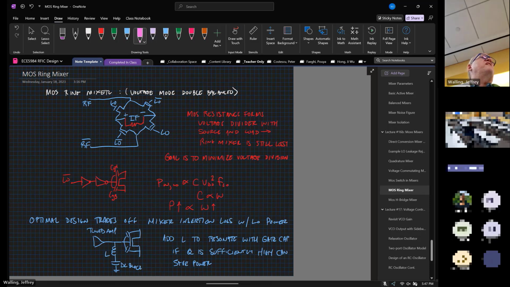And of course, as a last resort, if we really want to reduce the feedthrough, we can try to do things like resonate the gate capacitance in order to keep the signal from coupling through from one side to the other.